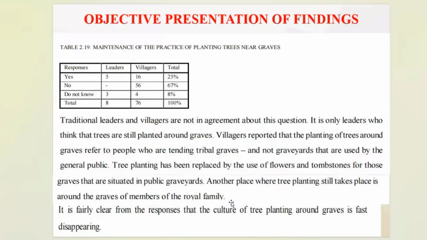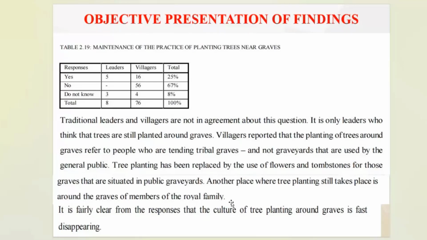Now, here I want to have a discussion on how I believe I've reported some of the results objectively. I'm going to use the table that is there as an example. The table came after the respondents were asked a specific question, and it was about the practice of planting trees near graves.